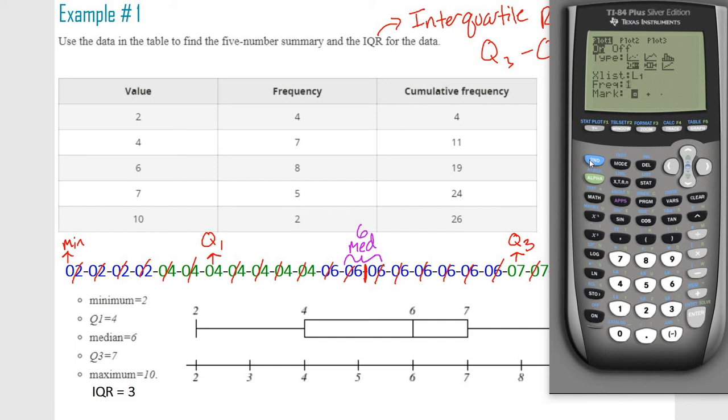So then you're going to hit, what is it, second trace? Nope, that's wrong. Go back here. All right, so I can just hit second and then the number 2 for L2. Okay, list 2 is my frequency. And then it doesn't matter which mark you use. Then I hit zoom.